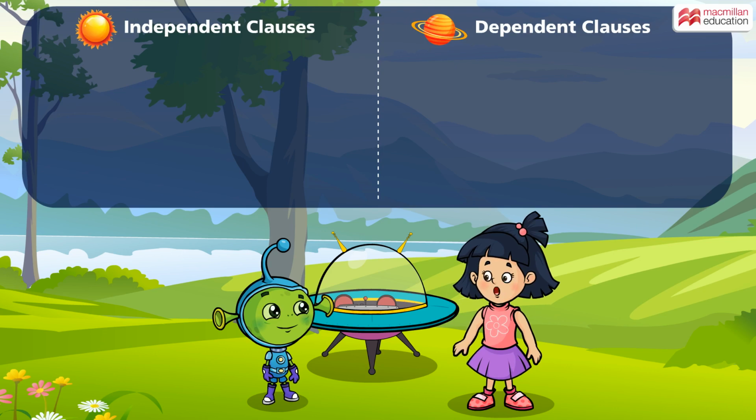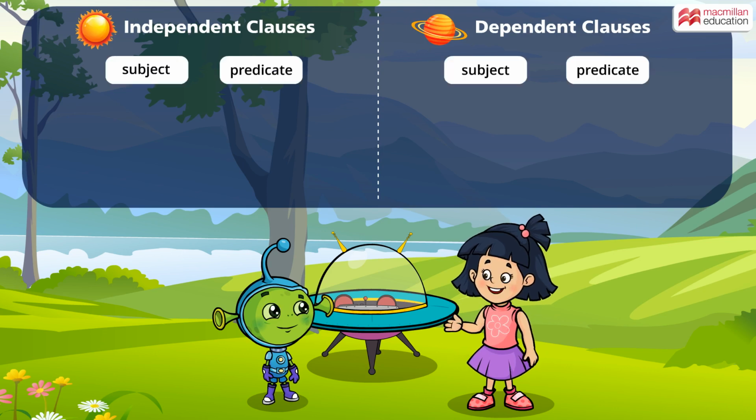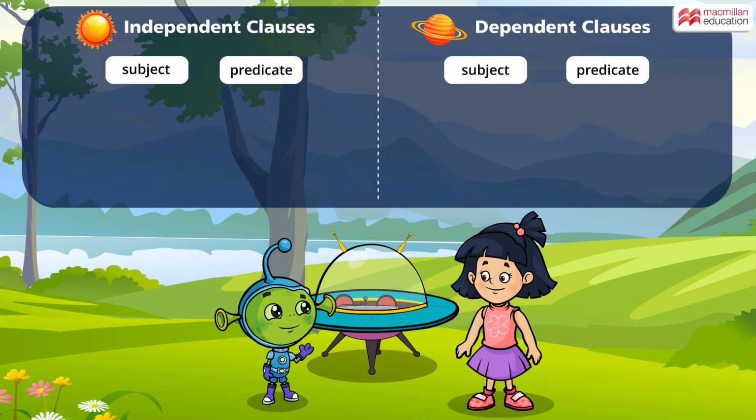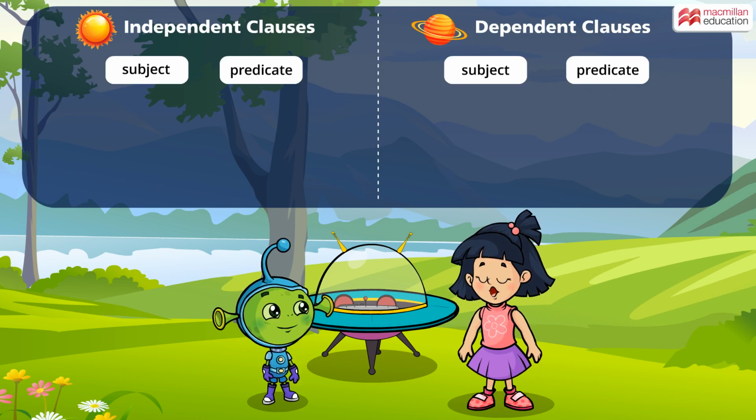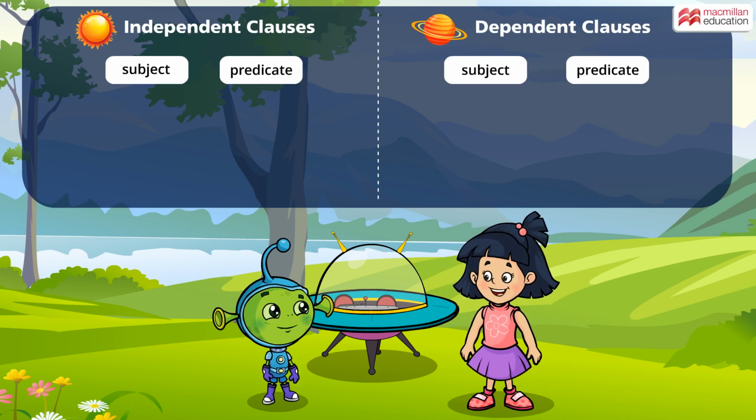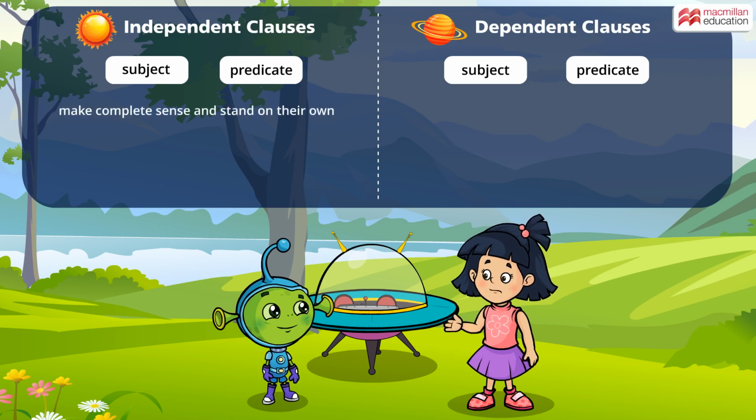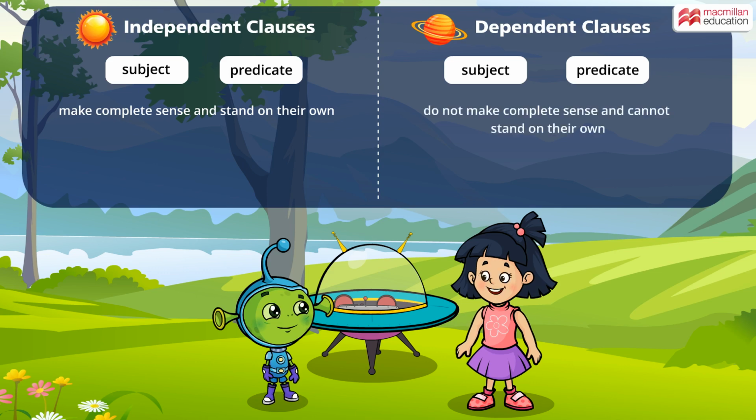Both these clauses contain subjects and predicates. Then what is the difference between them? The difference, Marty, is that independent clauses make complete sense and can stand on their own. Dependent clauses do not make complete sense and cannot stand on their own.